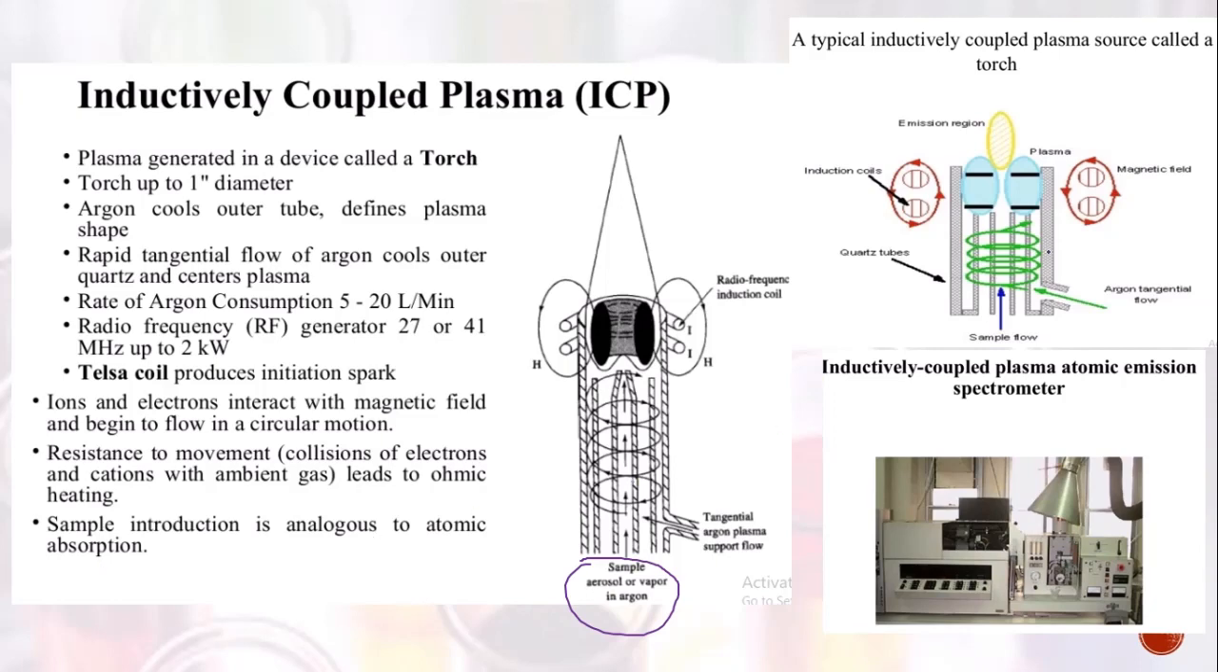Once that happens, you can see that the sample ions and electrons are moving within the magnetic field. So they get excited, and through that excitation, we have the emission. The emission can then be determined, and it will give us the identity of what sample was flowing into these quartz tubes and how much of it is there.